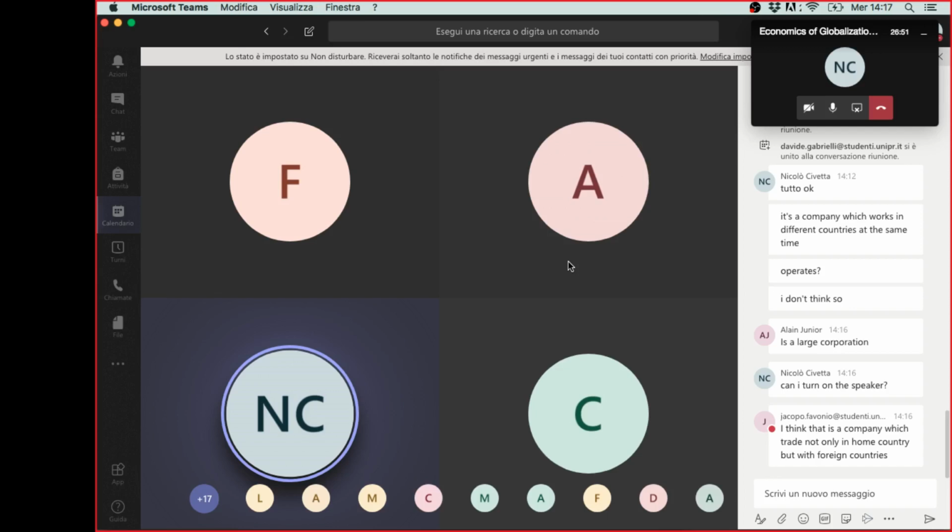So the point of Niccolo is, in part, an answer to what Jacopo is saying. Jacopo is saying, I think, that a multinational company is a company which trades not only in its home country but with foreign countries. Niccolo is saying that this is not true, because you need something more to be a multinational company. If you are just a company selling products or services in a different country, it does not necessarily mean that you are a multinational company. You are simply an exporter.